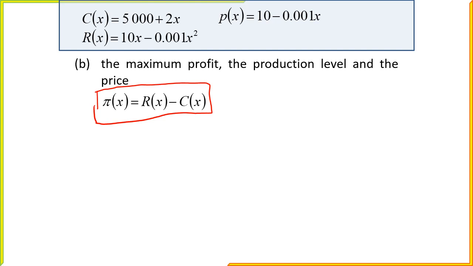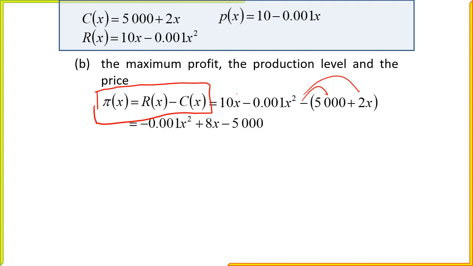So our revenue function is equal to 10x minus 0.001x squared, and then minus the cost. Don't forget to put in the bracket, which is our cost, 5,000 plus 2x. So what we have is, this is negative. So 10 minus 2x is 8x minus 0.001x squared minus 5,000. So this is our profit function.